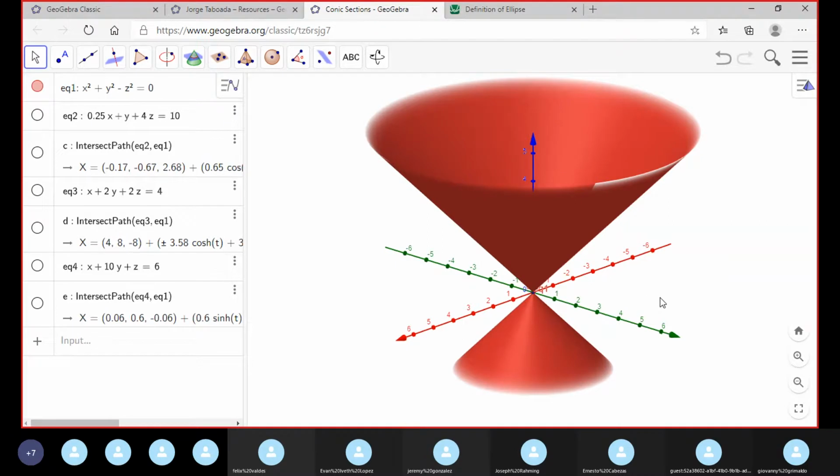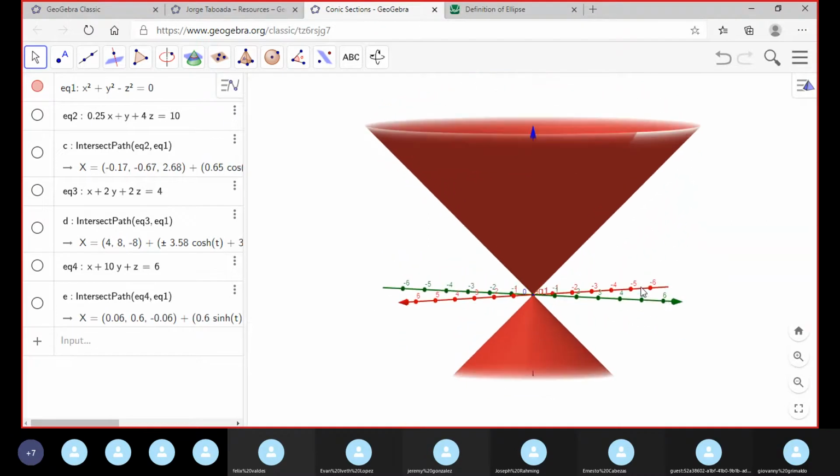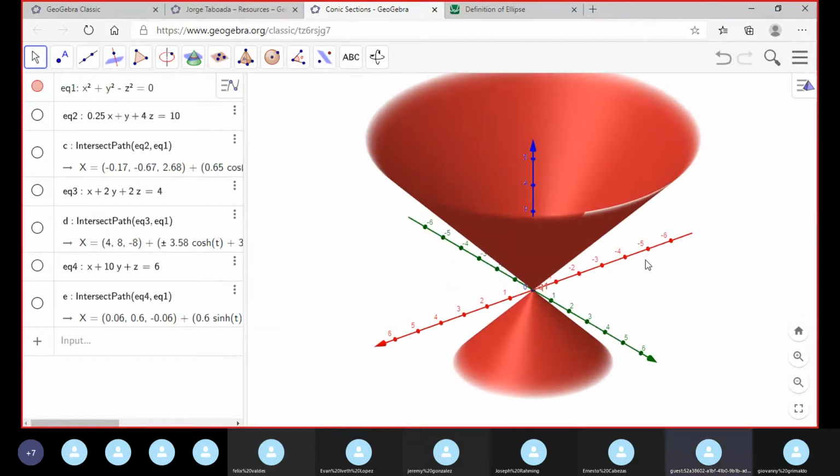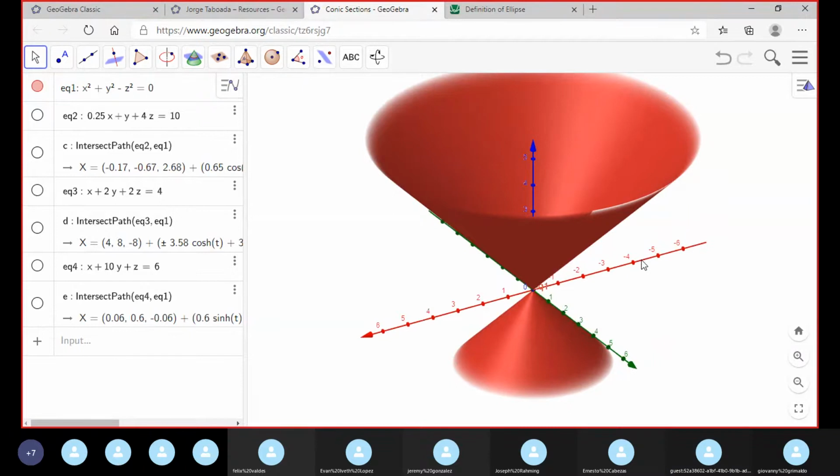This is the figure that you can see now in 3D, 3 dimension, a double cone. Do you see the double cone? Yes, sir. Double cone, so we have 3 axes. The red one is X, the green one is Y, and the blue is the Z axis, 3 dimension.